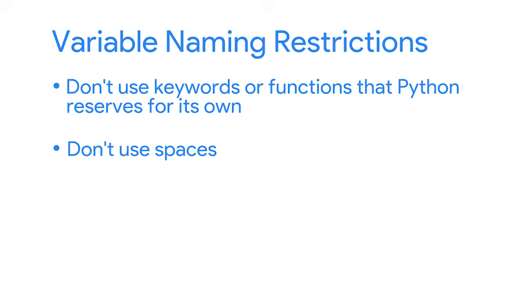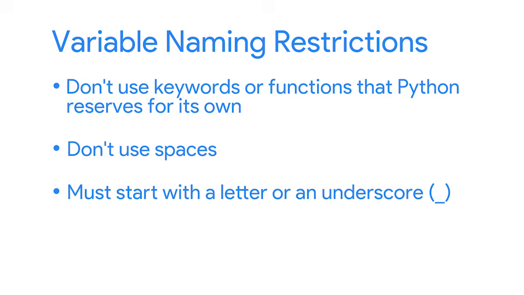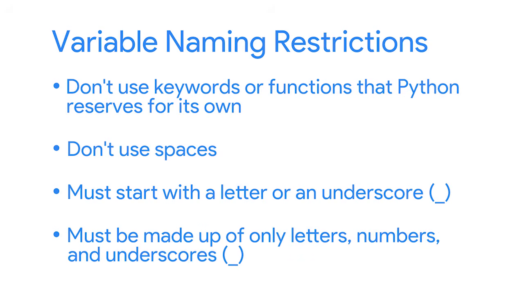Python also has some restrictions on the characters you can use to define a variable. Variable names can't have any spaces, and they must start with either a letter or an underscore. Also, they can only be made up of letters, numbers, and underscores. Let's check out some examples of valid and invalid variable names to understand this better.